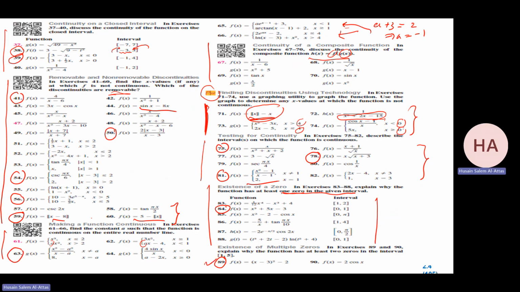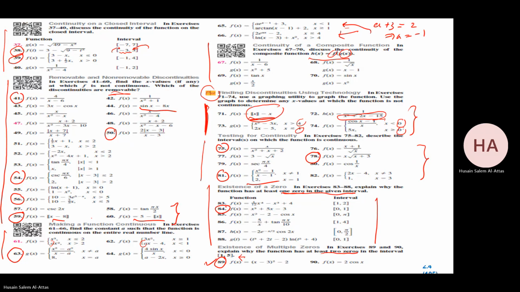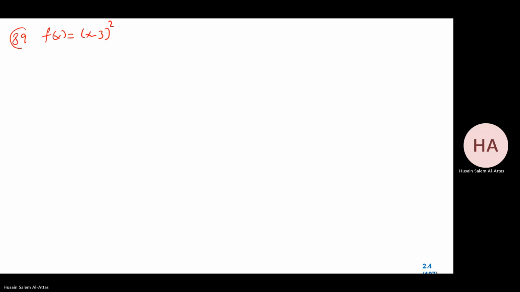I'll do 89. What does he want? Explain why the function has at least 2 zeros in the given interval, 1 and 5. Let me check. 89. What is the function? The function is (x minus 3) squared minus 2. We know how to graph this function.